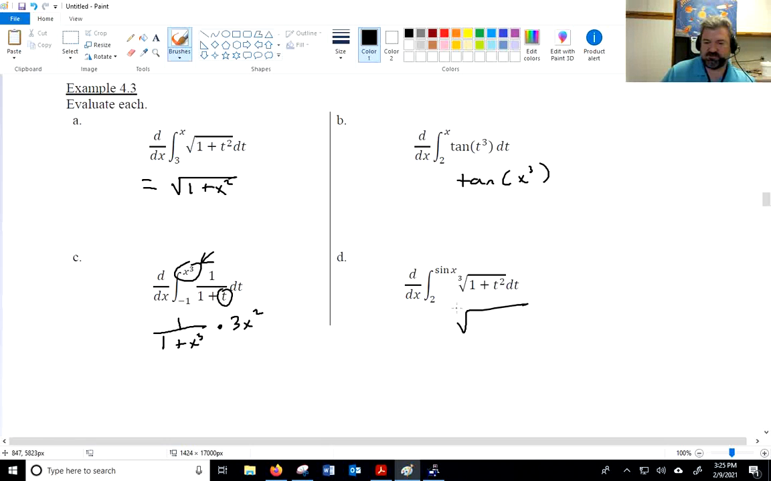All right, we'll do the next one. We have the cube root of 1 plus what goes where t is, sine. So I can call it sine squared x. Now I need to multiply that by the derivative of sine, which is cosine x.